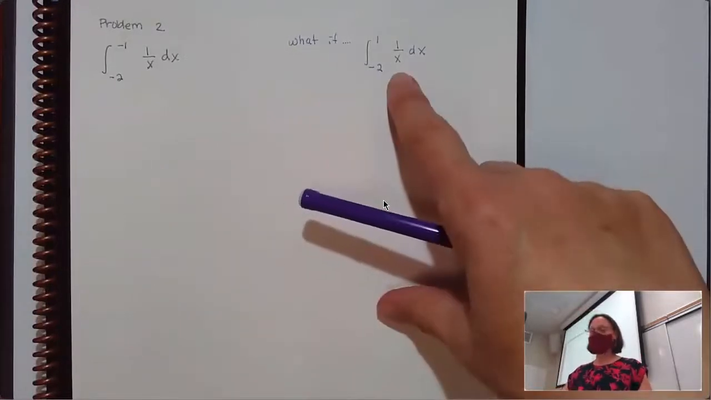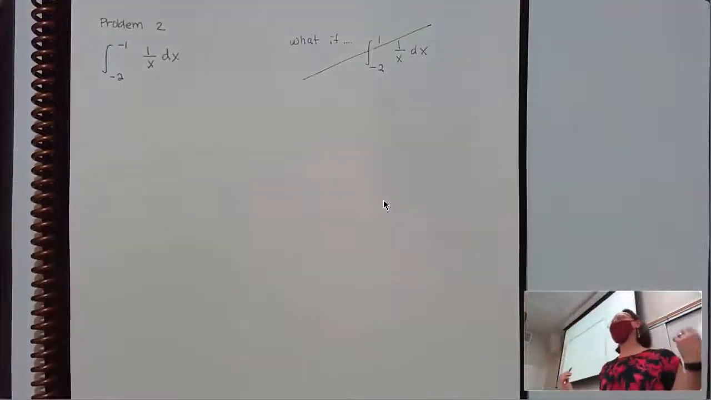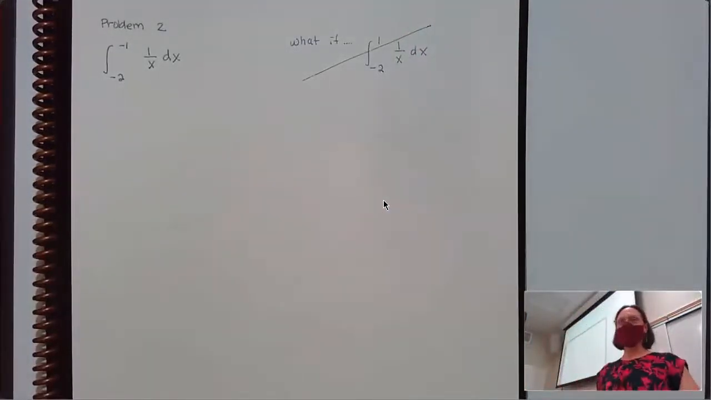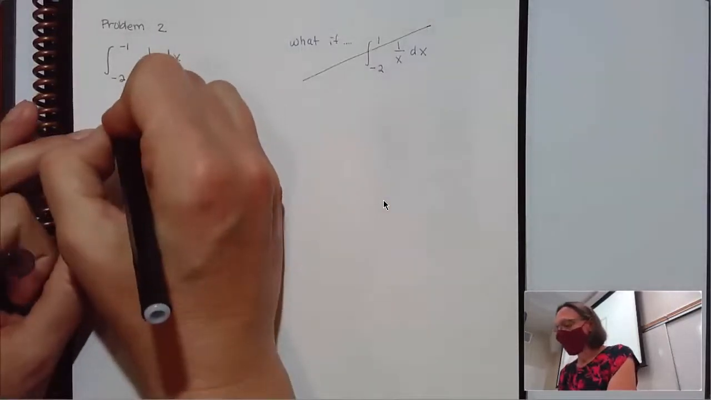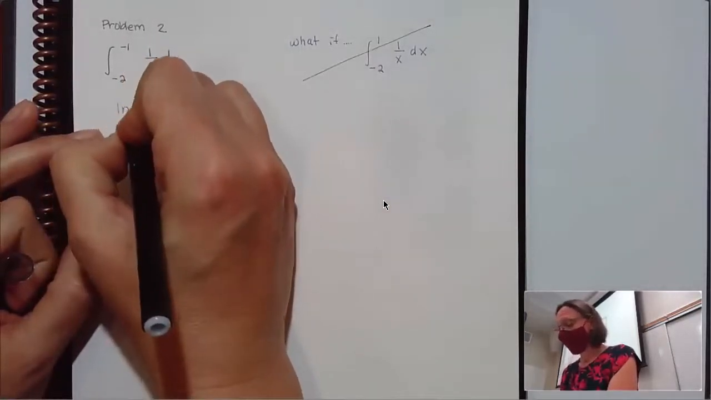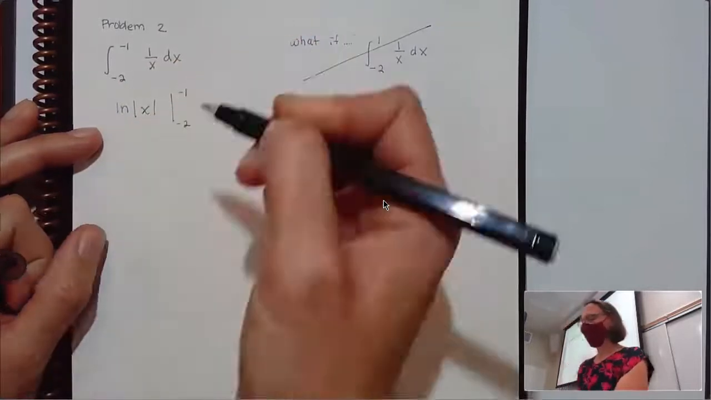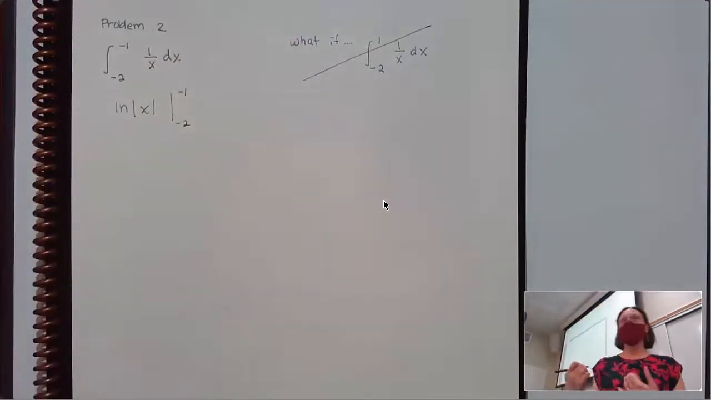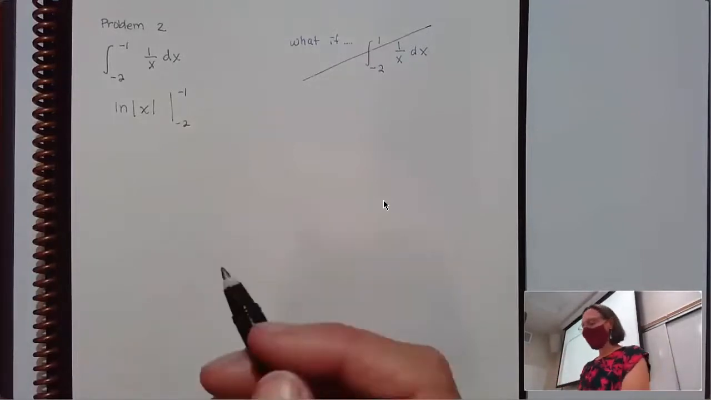This one has a domain issue at 0. That's why he was actually being nice by giving us -2 to -1. Yeah, but you're right. We're going to have to deal with the natural log thing. So when we integrate this, we technically get natural log of absolute value of x. And I know sometimes we get lazy about the absolute values. I try not to, but it's easy to forget about them. But this is when we really need it.